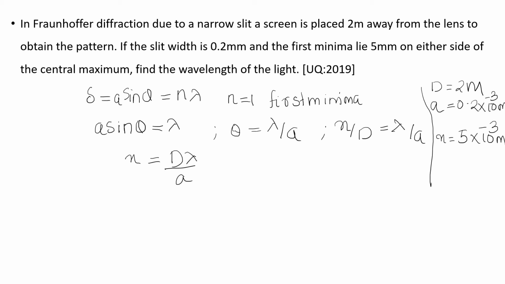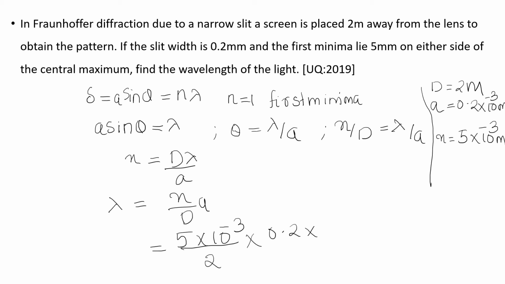Therefore, we can substitute the values directly into this equation. We get lambda is equal to x by D into a, that is 5 into 10 raised to minus 3 divided by 2, into 0.2 into 10 raised to minus 3. And finally we get a value of 5000 Angstrom, that is 5000 into 10 raised to minus 10 meter.